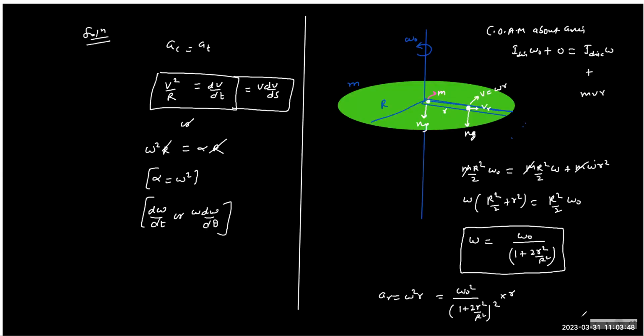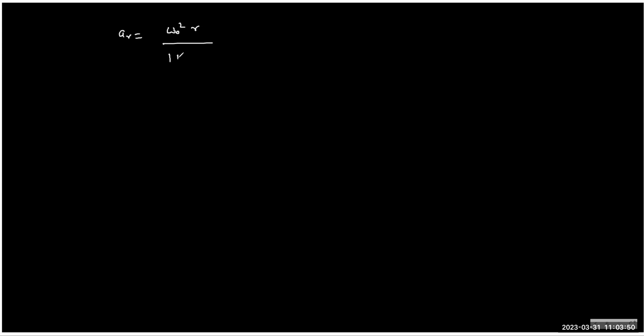So you can see, by making a small change to the question, it becomes a really challenging problem. And you can see the a_r is omega naught square r upon (1 plus 2r square by R square) whole square. I hope this is clear.